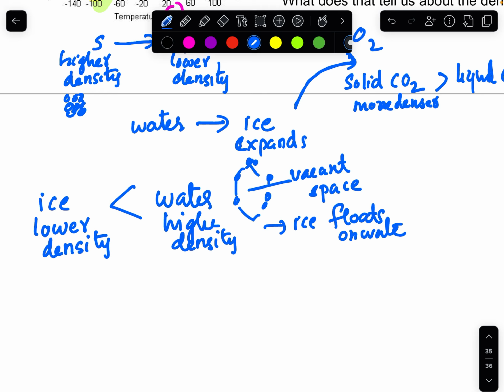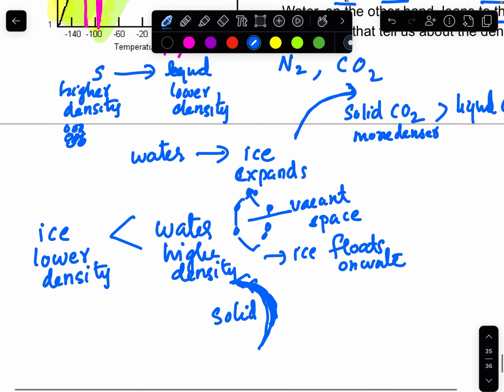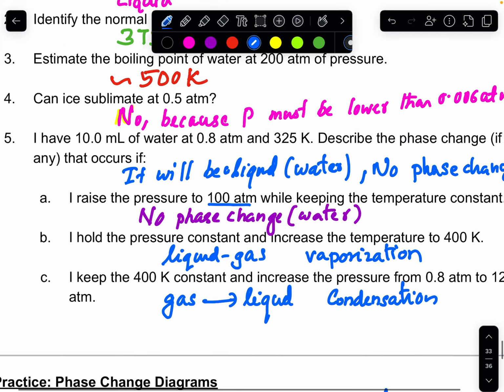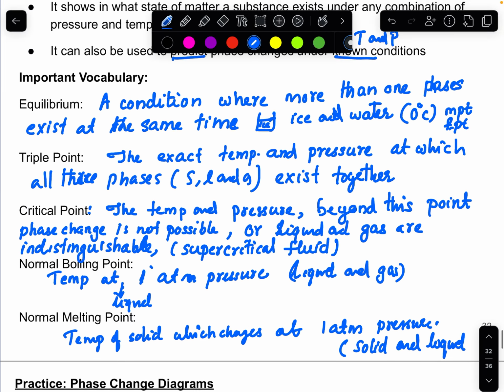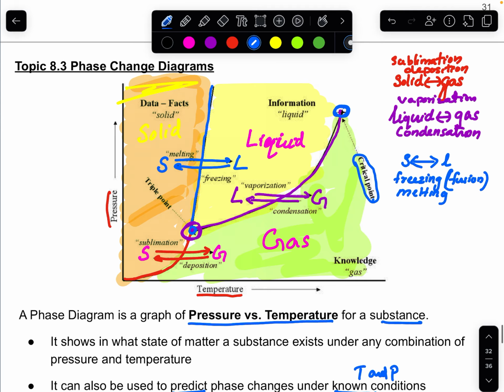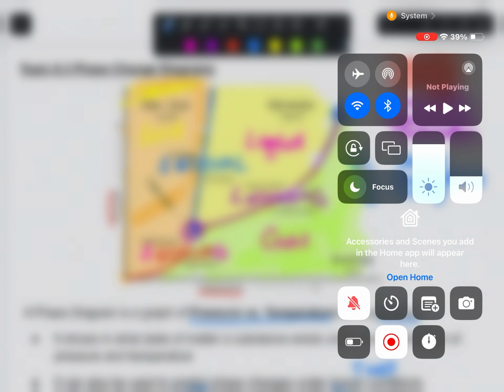Okay, so because of that, the diagram will lean towards the left. Whichever one has the higher density, the line leans toward that side. Here the solid is denser, so the line is leaning towards the side of the solid. Okay, so we covered all of the things you need for the phase diagram. Okay, that's it.